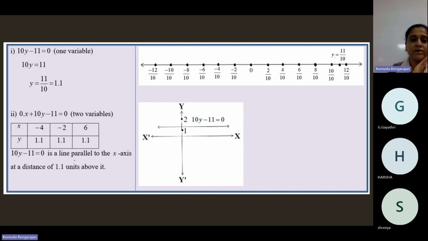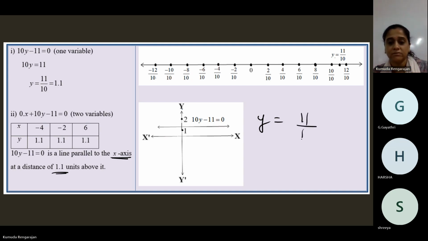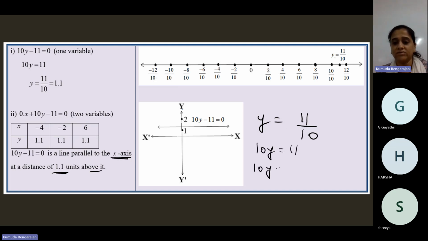So that's what it is everywhere. Now this is parallel to the x-axis. So y is equal to 1.1 units, 1.1 meaning 11 by 10. Above it, positive. So cross multiply: 10y is equal to 11. 10y minus 11 is equal to 0.